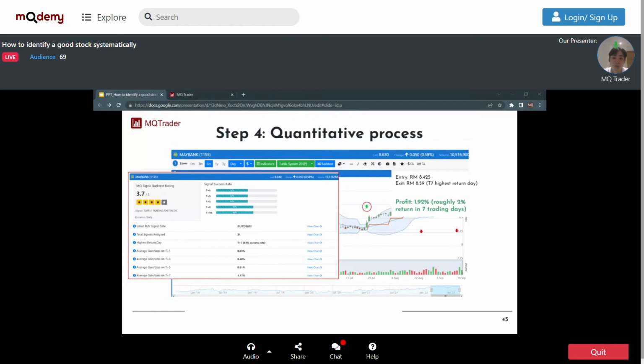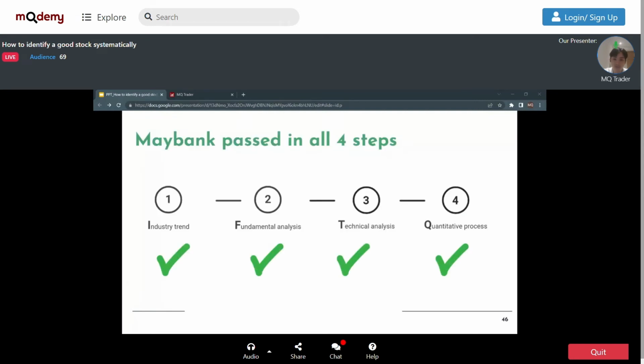Now, we will get a 1.92% return, which is almost 2% return in 7 trading days. In just 7 trading days, you already got 2% profit. Just try to imagine if you are being consistent and you keep on repeating these 4 steps when you do trading, then you will have a big potential to increase your overall winning chances in stock trading by a lot. So after this 4 steps process, we can identify that Maybank is a good stock because it has passed these 4 steps with flying colors.